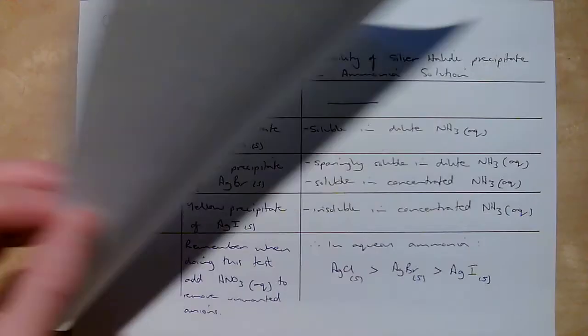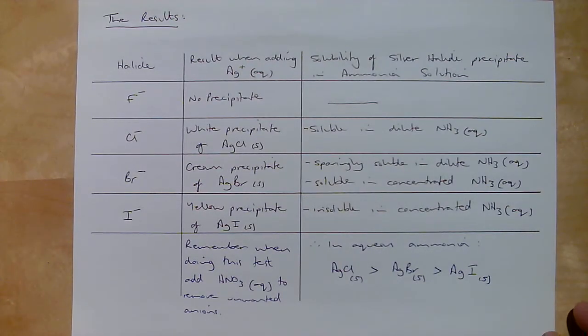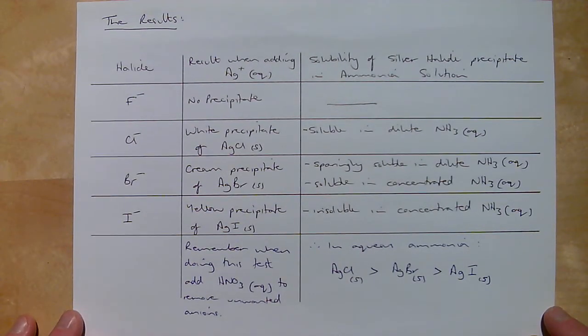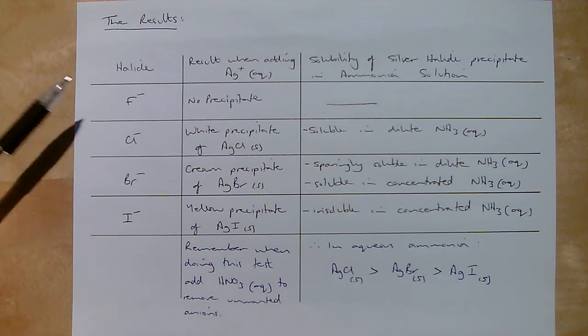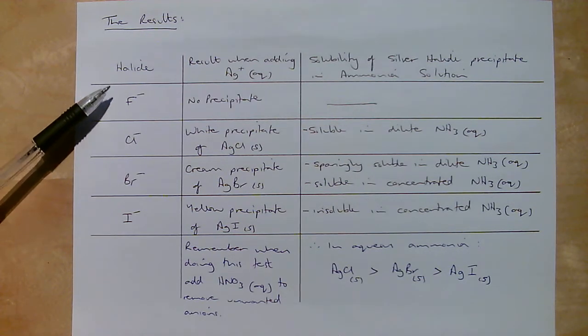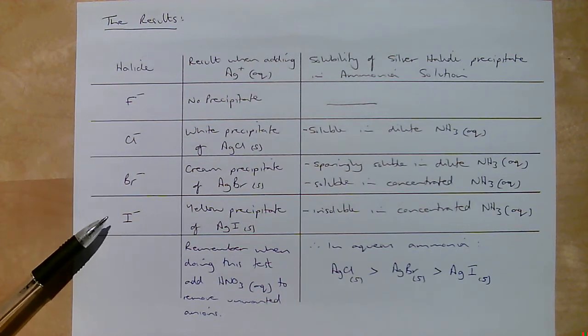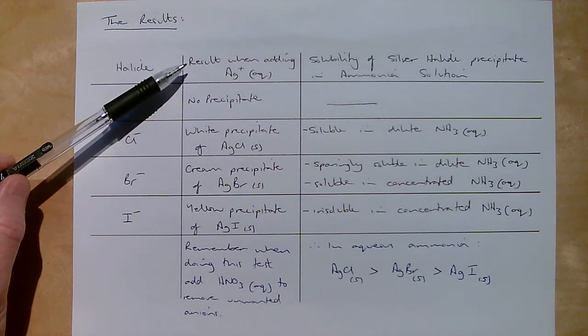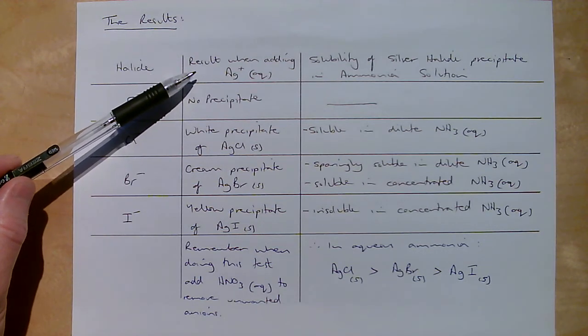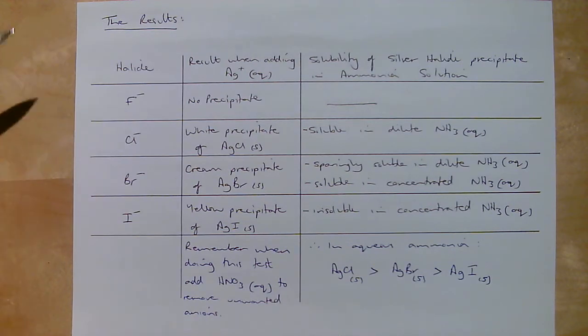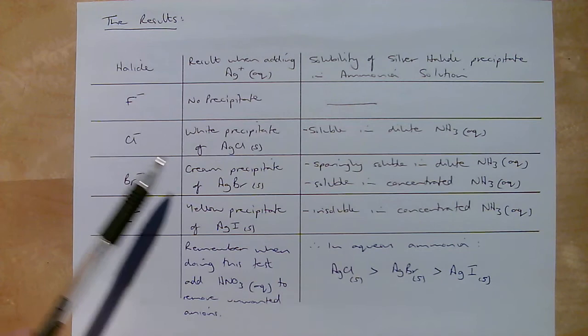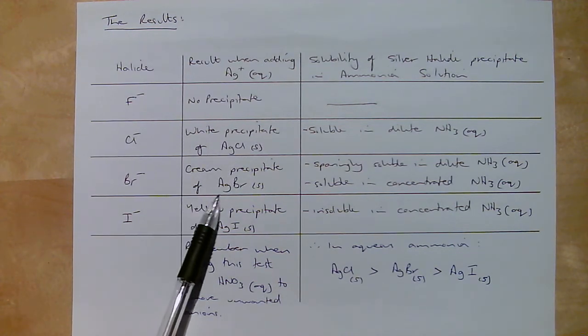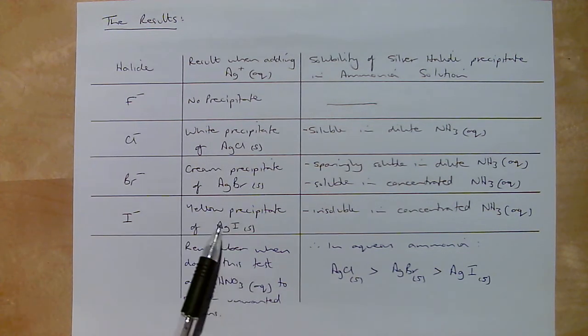Okay, now finally, one summary page of all of this. This is pretty much everything you need to know on this topic. Here we have it. So I've got my halide ion here: fluoride, chloride, bromide, iodide. These are my results when I add the silver ion. The aqueous silver ion with fluoride, well, that doesn't form a precipitate. Silver chloride is a white precipitate. Silver bromide forms a cream precipitate, and silver iodide forms a yellow precipitate.